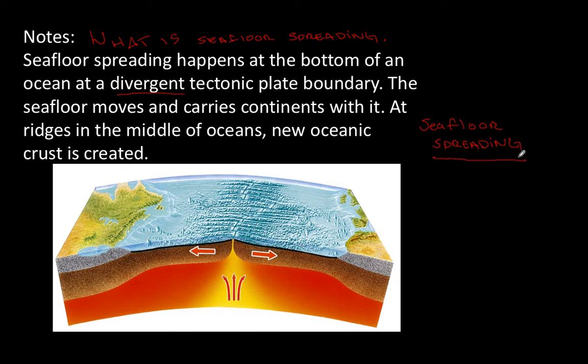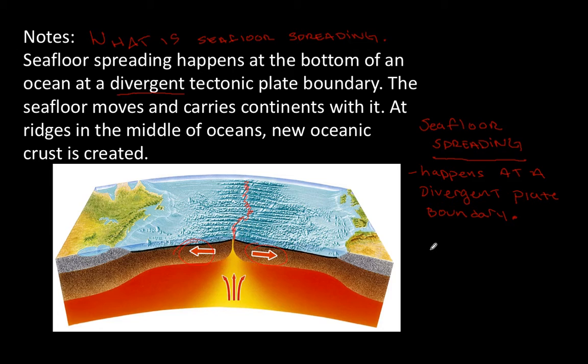Alright. So, the first main point is it happens at a divergent plate boundary. And a plate boundary is an area where two plates interact with each other. You could say they meet, but at a divergent boundary, they're moving away from each other. And yeah, let's move on. So the seafloor moves and carries continents with it.